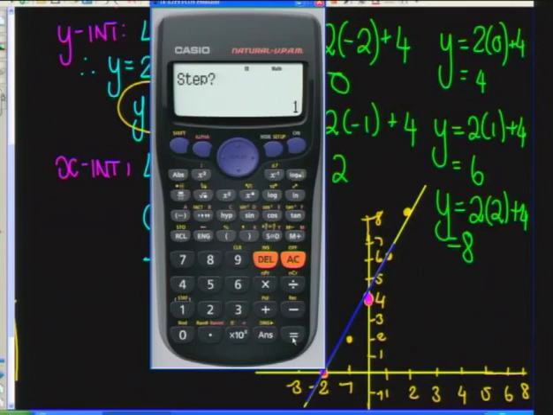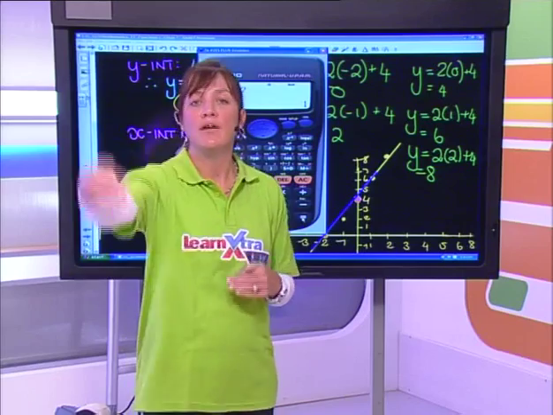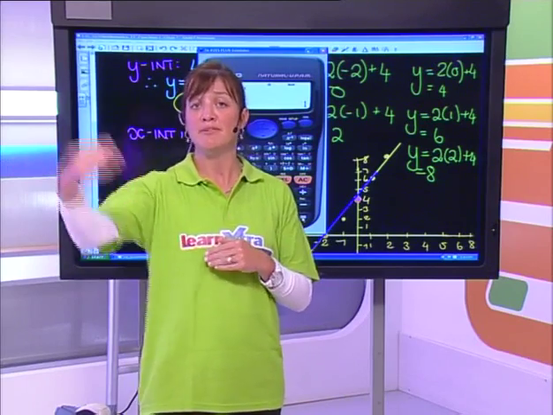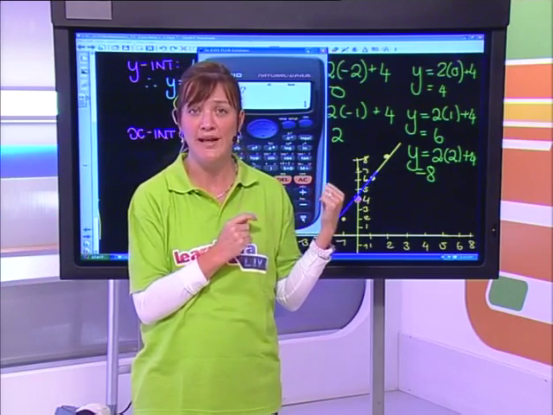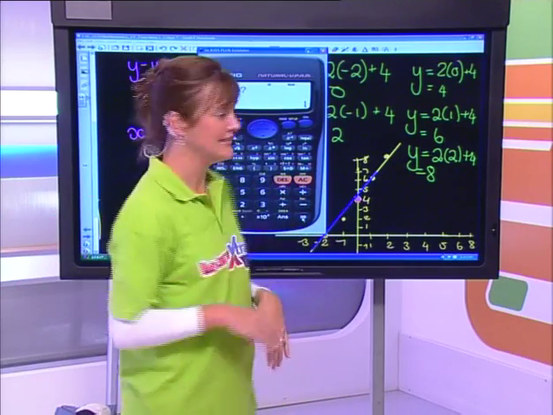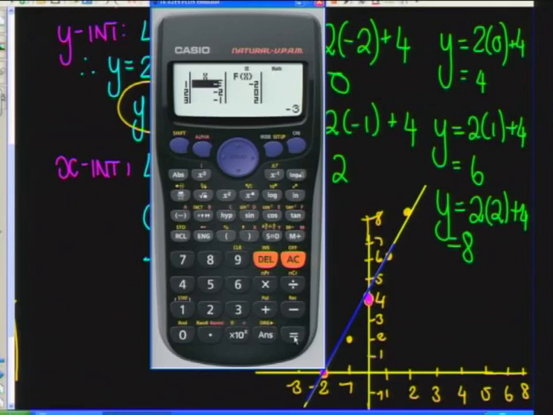And press equals again. It says, what steps must I go in? Must I go in steps of 1 or 2, or how must it go? So it's asking, should it go in steps of 1? And you're going to say, yes, we want it in steps of 1. So we just press equals. And what comes up is a table of all your coordinate points.